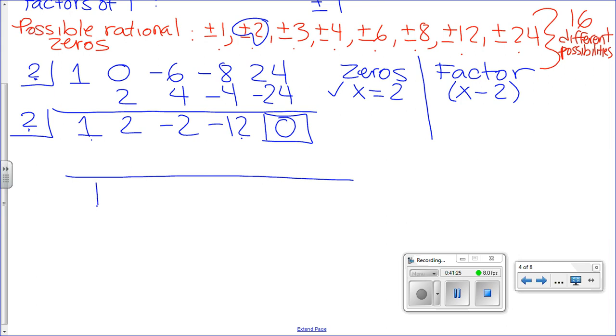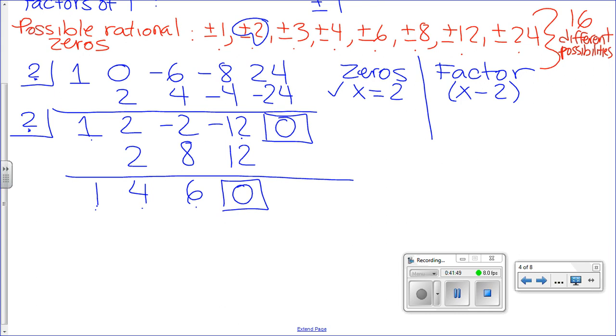So we drop the first number, and then 2 times 1 is 2. Combine like terms, 2 plus 2 is 4. And then 2 times 4 is 8. I had initially written 6. That was a big mistake. It should not be 6, it is 8. Then negative 2 plus 8 is 6. And then 2 times 6 is positive 12. So now negative 12 plus 12 is 0.